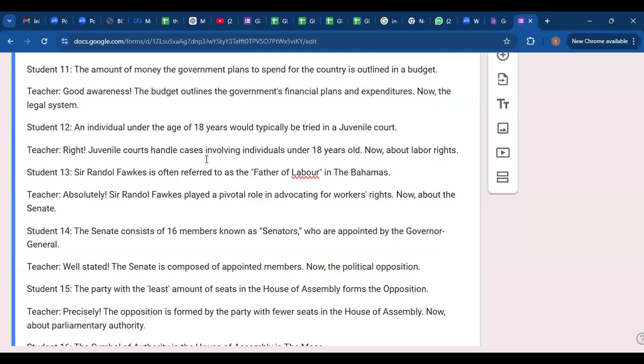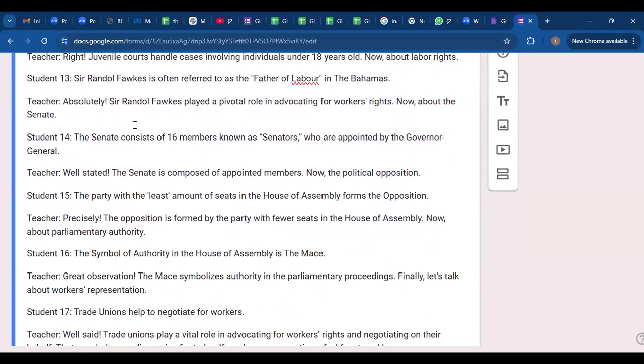Now about labor rights. Sir Randall Fox is often referred to as the father of labor in the Bahamas. Absolutely. Sir Randall Fox played a pivotal role in advocating for workers' rights.